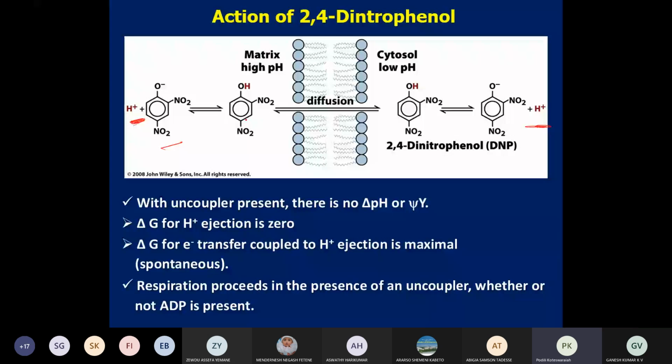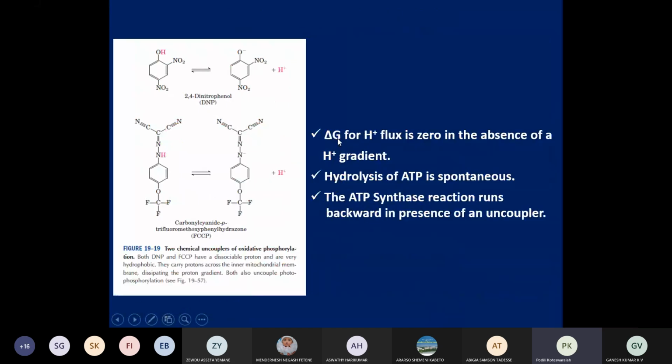As a result, the proton gradient that is generated during the electron transport chain would be disrupted. Without the proton gradient, ATP formation cannot take place. That means the electron transport chain will continue, because 2,4-dinitrophenol is a lipid soluble molecule. It can take protons from one side and release the proton on another side. Therefore, the proton gradient would be disrupted, and the electron transport chain continues, but without ATP synthesis.